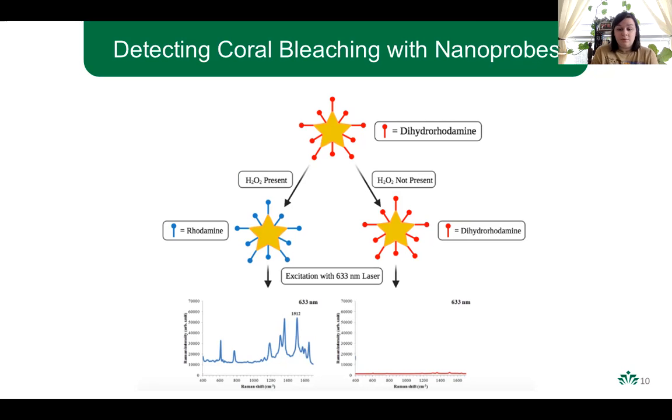And so this can be streamlined into a kit using a handheld Raman spectrometer to use in the field to sample water surrounding coral, and then test that water with incubation of our nanoprobes to see if we receive the signal of hydrogen peroxide or not.